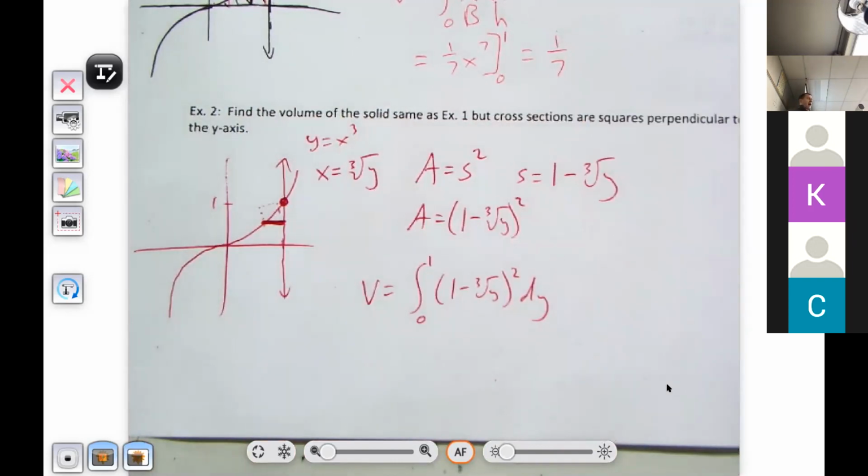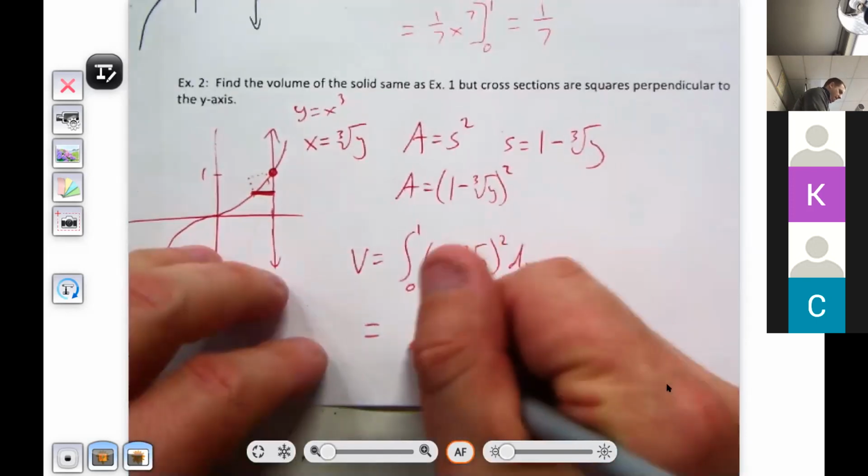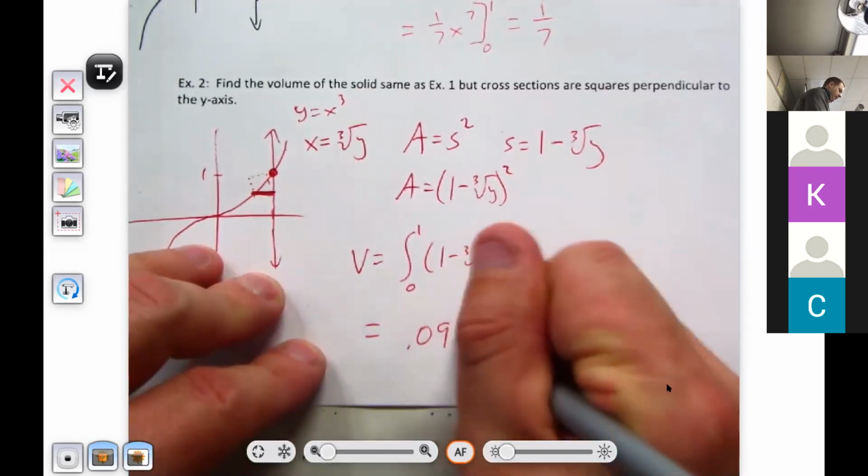We are going to do this with a calculator, but let's say you did have to do this by hand. Please, oh please, oh please, oh please, do not distribute this 2 into the parentheses. Please do not do that. That would make me sad. So I'm just going to math 9 this bad boy. And we get 0.009, or 0.099, I lied.